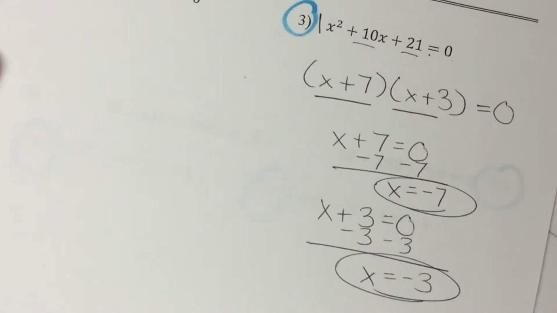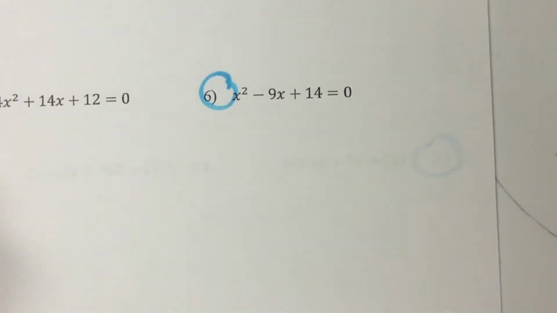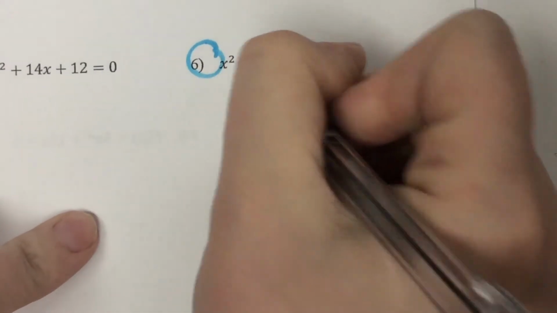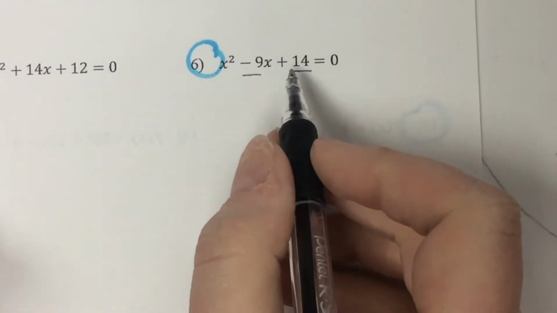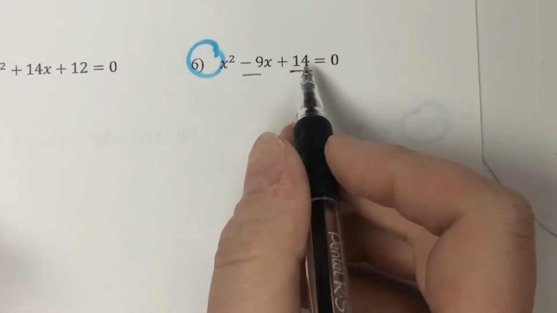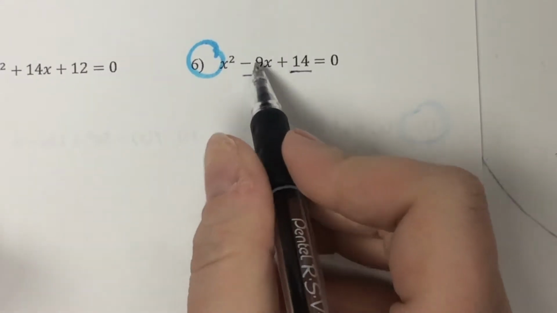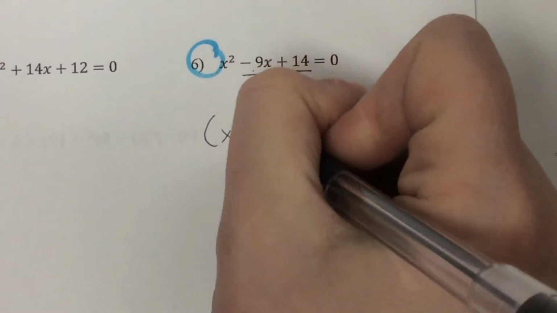All right, on to the next one. Number 6. Again, leading coefficient is 1, so I don't need the diamond method. I need some multiples of 14 that add up to negative 9. 2 and 7, both of them negative. Well, negative 2 times negative 7 gives me that positive 14. Negative 2 minus 7 gives me that negative 9. So those are the numbers I'm going to use.